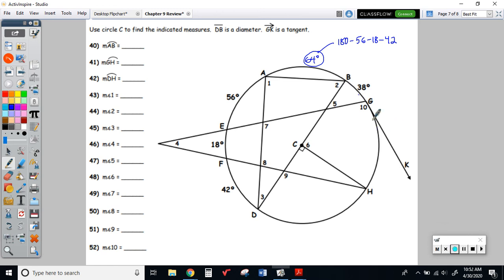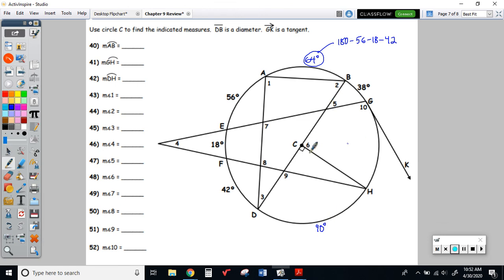And from here to here would also be 180. But I only have this part, so I would need to know either this part or this part to figure out the other missing piece. But this is 90 degrees right there. Central angle is always going to match up with the arc that goes with it, or the intercepted arc, the arc that it intercepts itself. So that's 90 degrees right there.